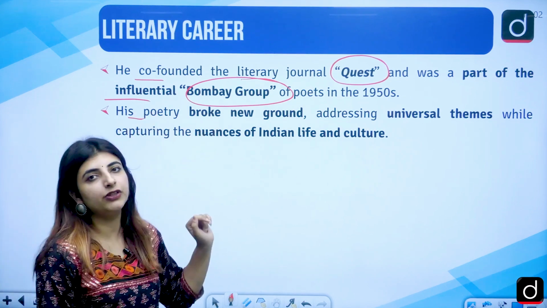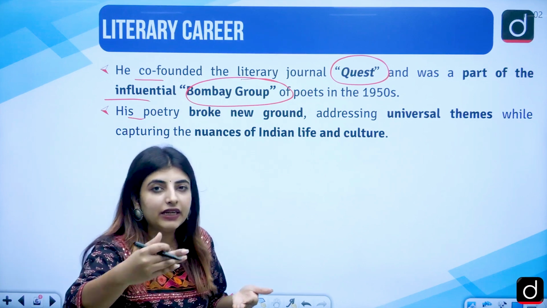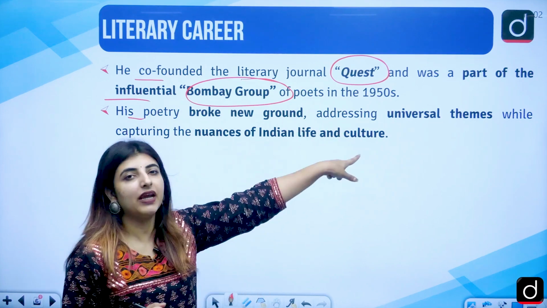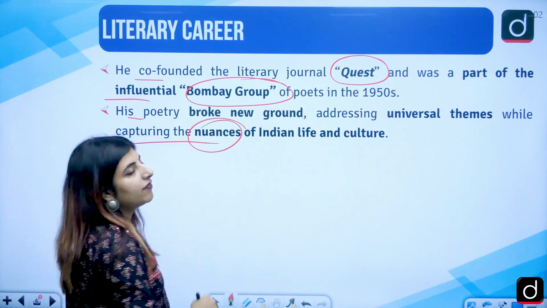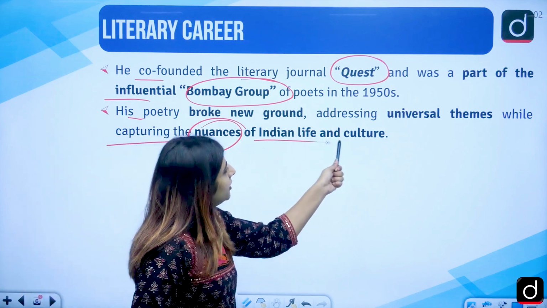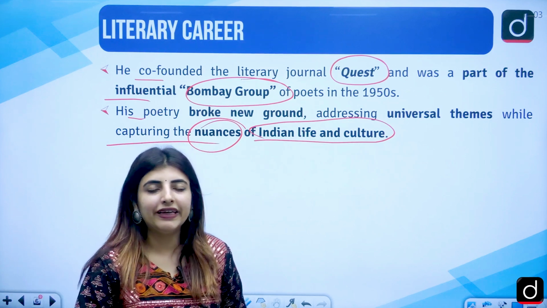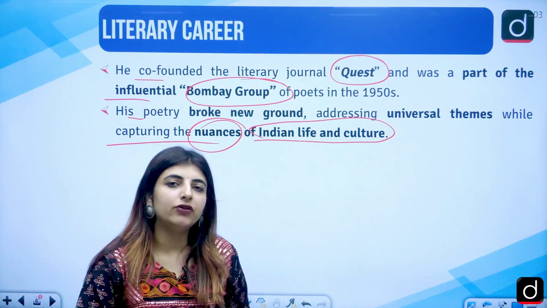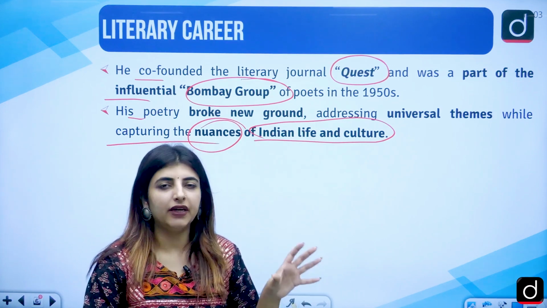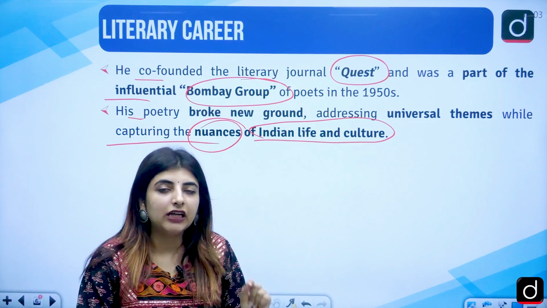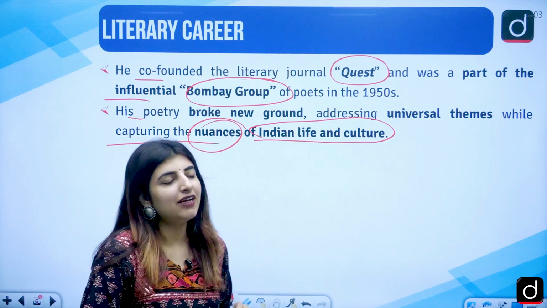His poetry broke new ground. He was talking about certain themes which were not directly talked about in Indian society, addressing universal themes while capturing the nuances of Indian life and culture. This particular thing can be seen really prominently in Ezekiel's works. When we are going to read The Night of the Scorpion, we are going to read Enterprise, you will see how the Indian life, the Indian culture, and the minute details are very well expressed in his poetry.